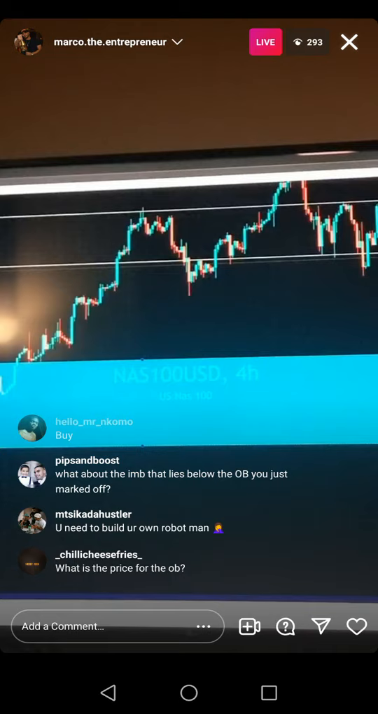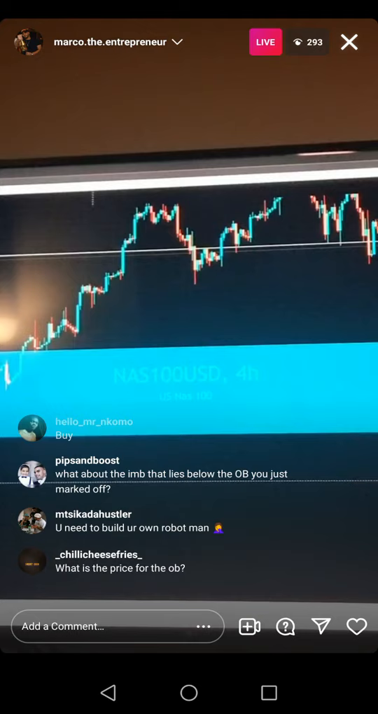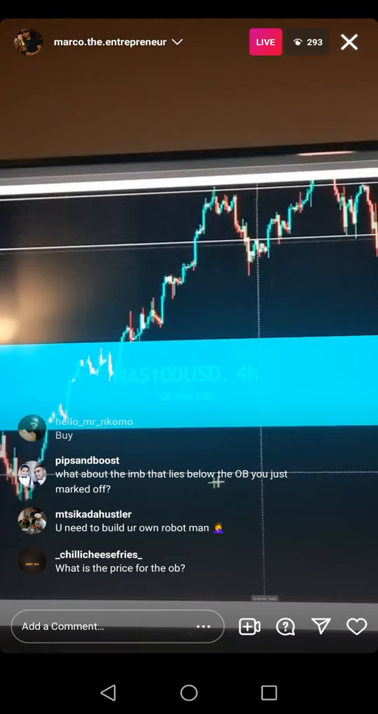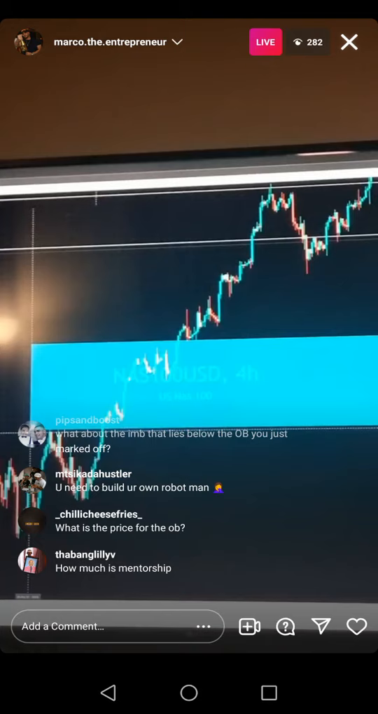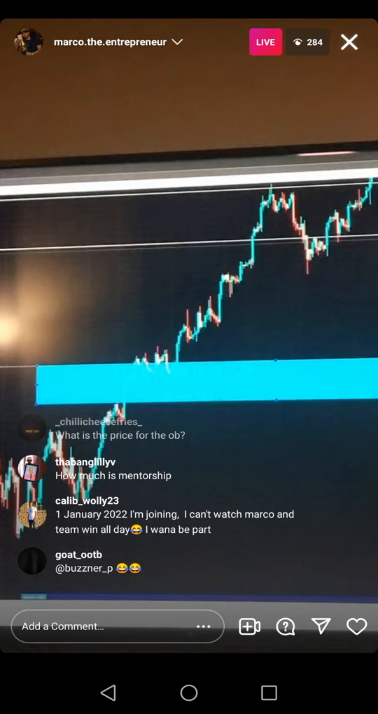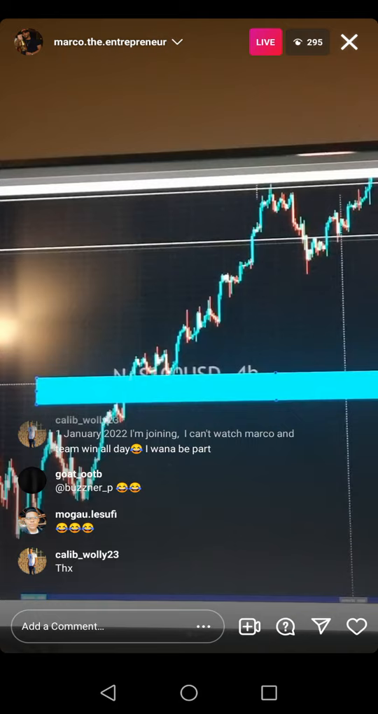right? We have an imbalance. From here to here. Now, if we look at this, in order to make price fair, price would need to come down to this level. Right? But where is the imbalance? The imbalance is over here to here. There's your imbalance. Buyers from here.